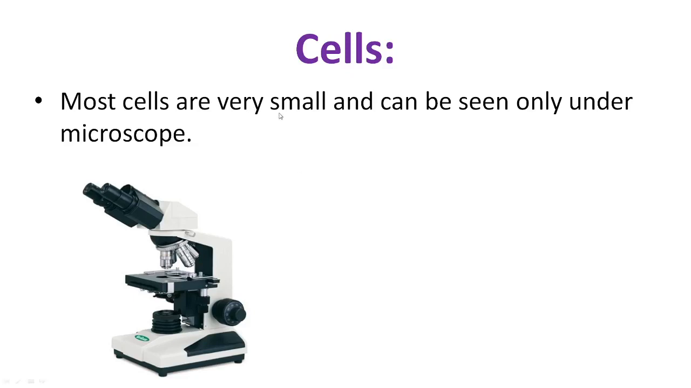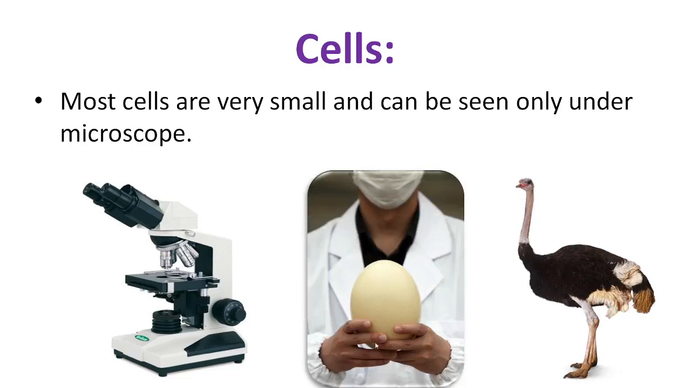So most of the cells are very small, so we need a microscope to see the cells. But we also have some very large cells, like an egg of an ostrich. And this is just a single cell. The egg of an ostrich is a single cell, right? So it's the largest cell.